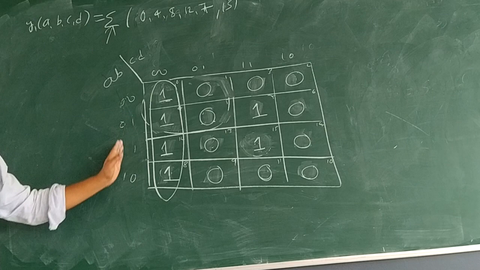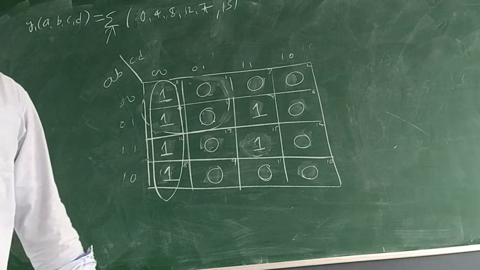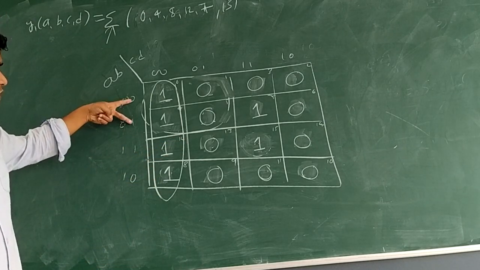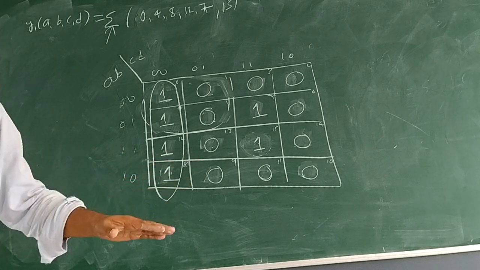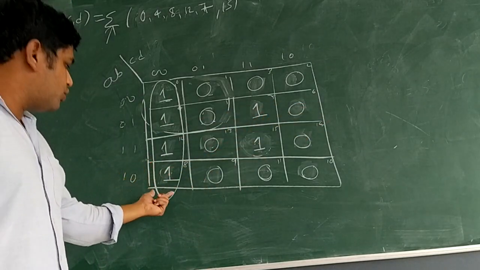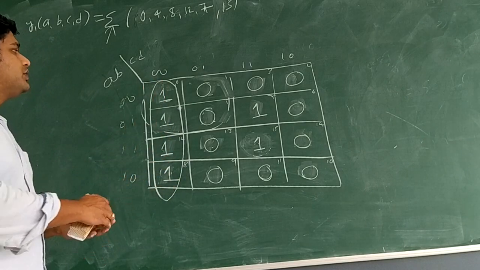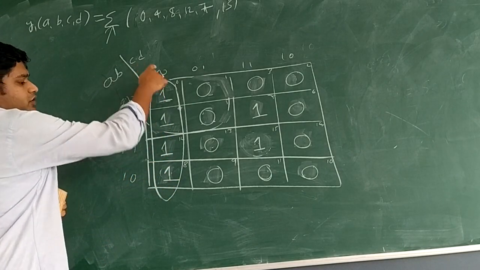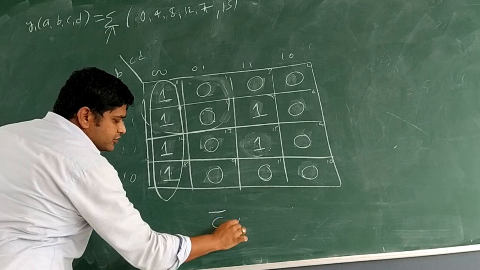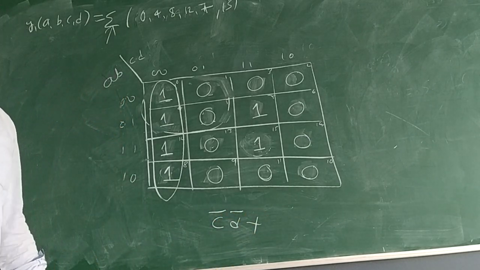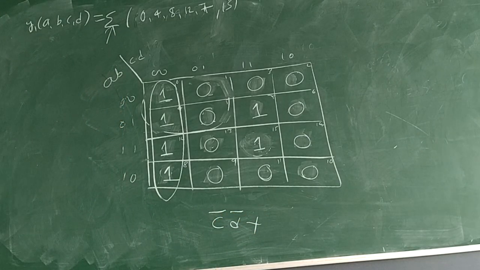Hence, complete A, no effect. How about complete B? 0, 1, 1, 0. Complete B, effect cancels. So, how many columns? Only one column. So, no need to compare. So, we are left with 0 0 for CD. Hence the solution is C complement into D complement plus.